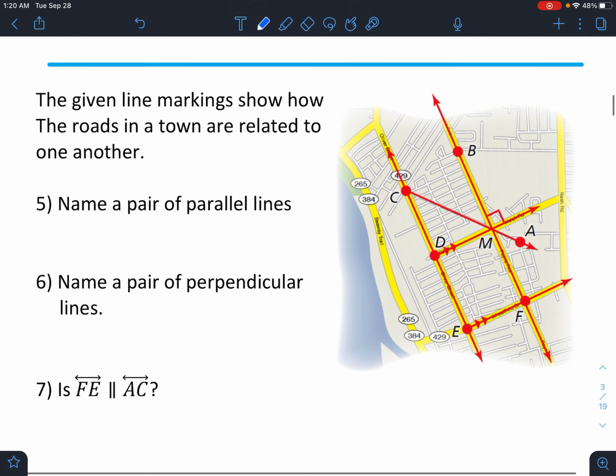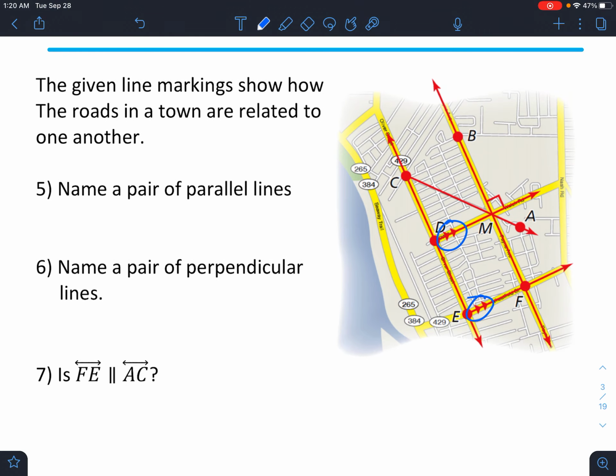All right, so we have a similar exercise. This is a given line marking showing how the roads in a town are related to one another. Name a pair of parallel lines. I'm going to switch. It's actually a ray, ray DM. We're going to pretend that those extend out forever. So let's say line DM is parallel to line EF.